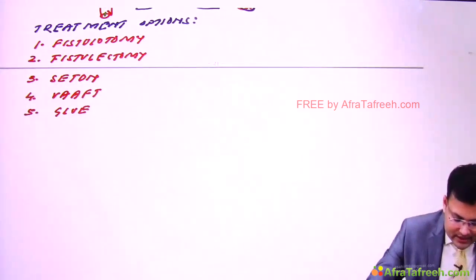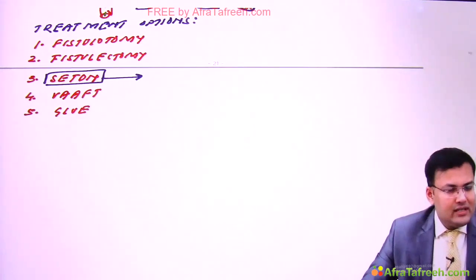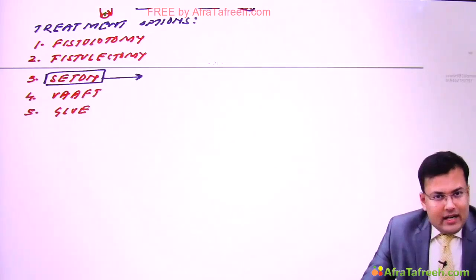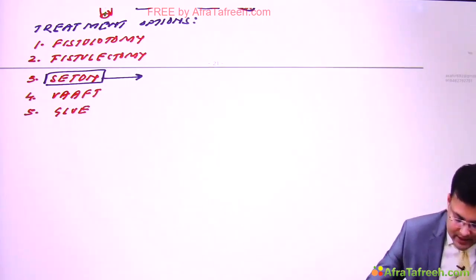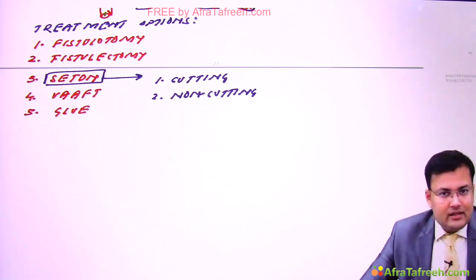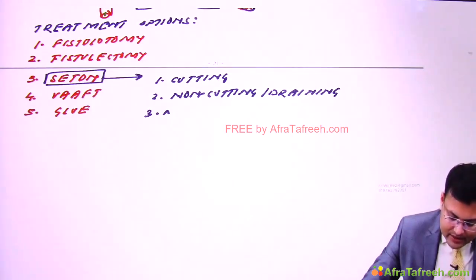The most popular is this Seton. Clear? What are the types of Seton which are available? What is this Seton? Seton is a thread which can be made of silk, linen, elastic, or it could be a rubber band also. It is of 4 types. First, cutting Seton. Second, non-cutting Seton, the other name of which is draining Seton. There is marking Seton, and there is staging Seton.